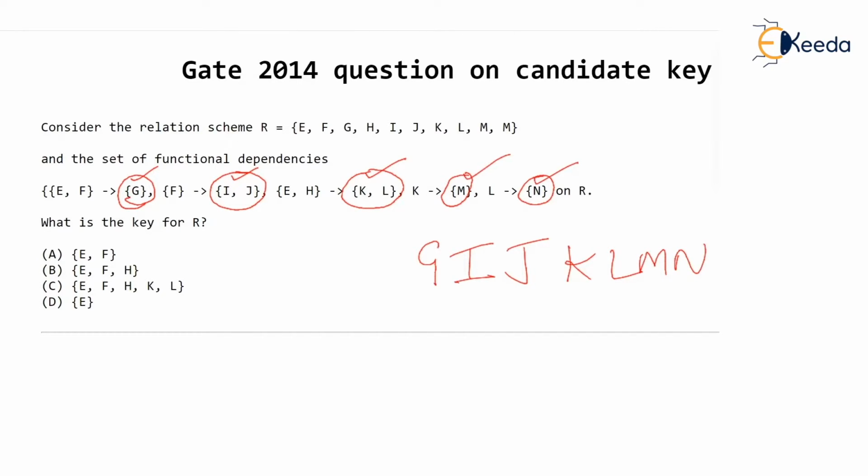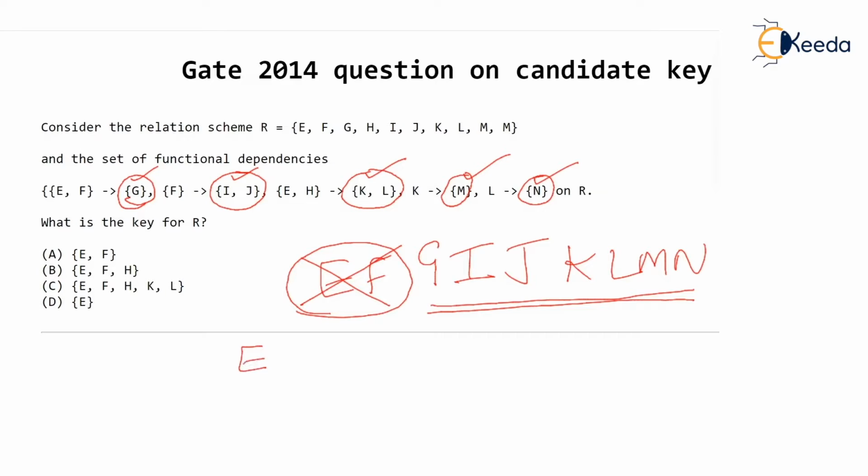But then you find out that E and F are the two attributes which never come anywhere on the right side of any of the functional dependencies, isn't it? All other attributes which I am underlining are there in the right side of some functional dependencies. But E and F, these two attributes never come on the right hand side. Then surely, absolutely, the candidate key should contain E and F. Definitely it should contain.